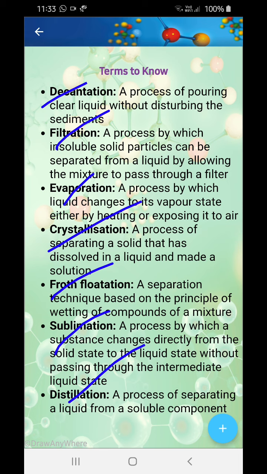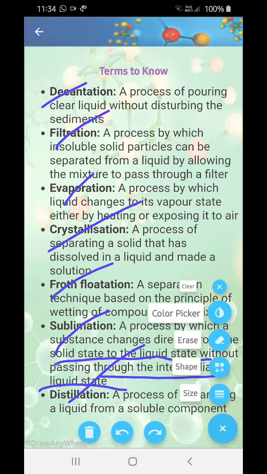Sublimation, a process by which substances change directly from the solid state to the gaseous state without passing through the intermediate liquid state. Okay, now it is very useful for iodine, to get pure iodine. Okay, what happens in a conical flask, the sublimate is heated and then it turns into vapor, and there is a cooling filter over in the top, and then it gets deposited in the cooler parts of the conical flask.